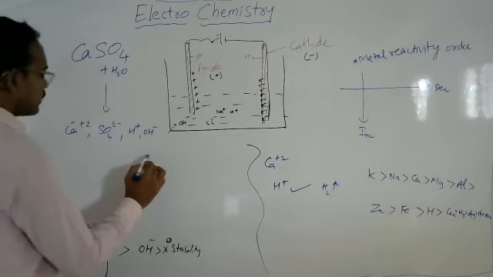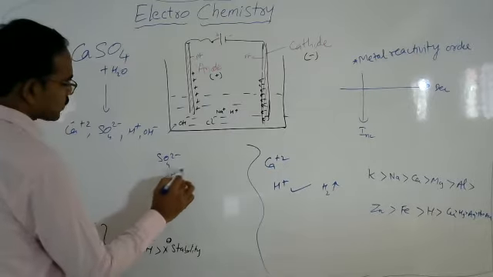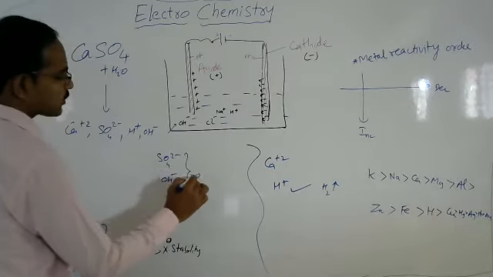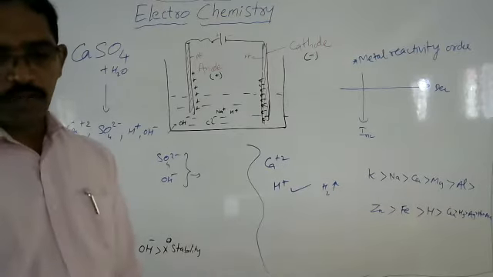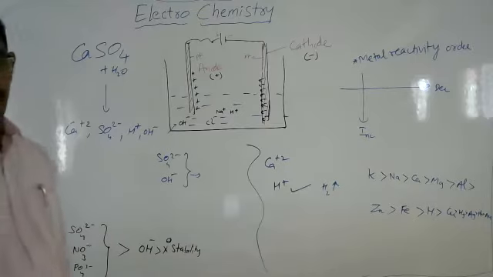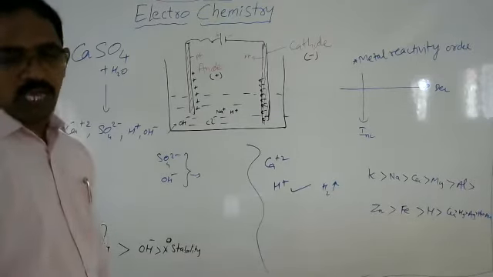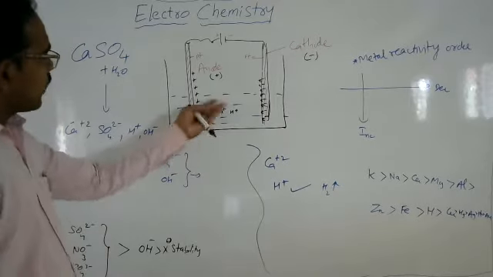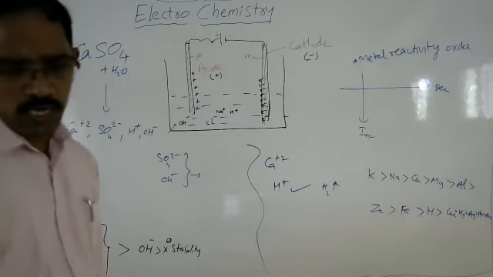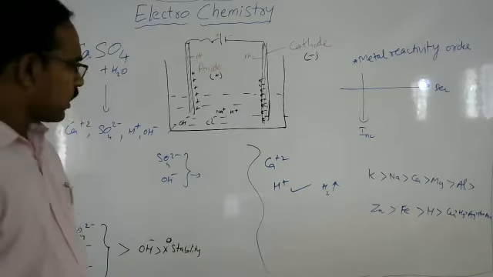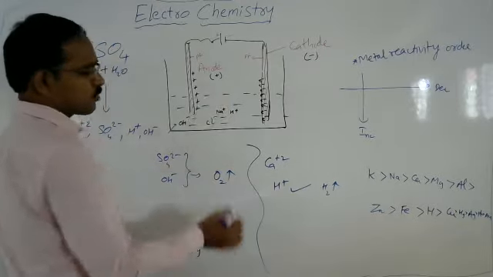What about at the anode? At the anode, anions are there: sulfate 2 minus and OH minus. What will it liberate? At the anode, oxidation happens. Generally, whenever water is there, so much H2O is already there, no need to write H2O. Okay, oxygen. Oxygen gas is liberated, generally, it rises up.